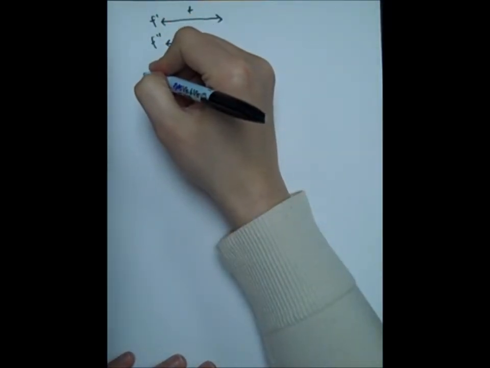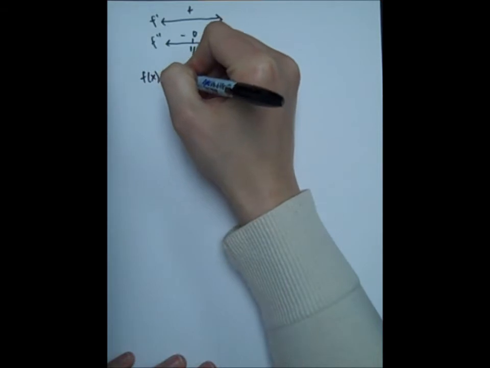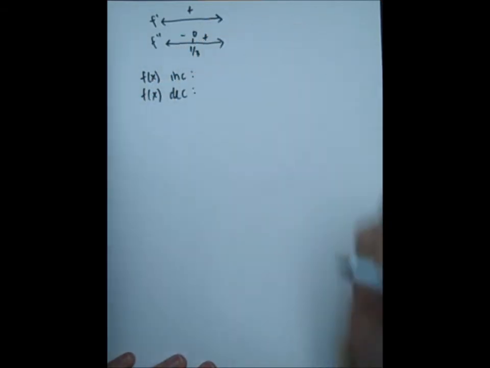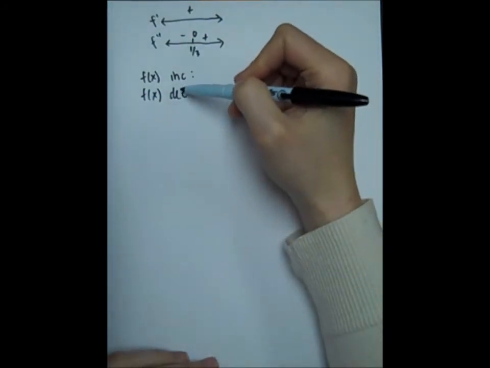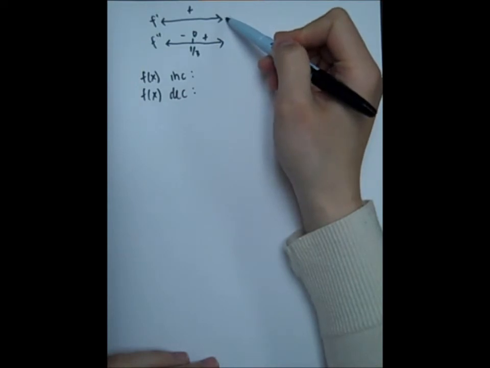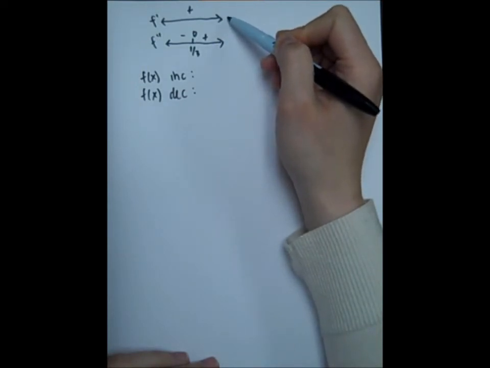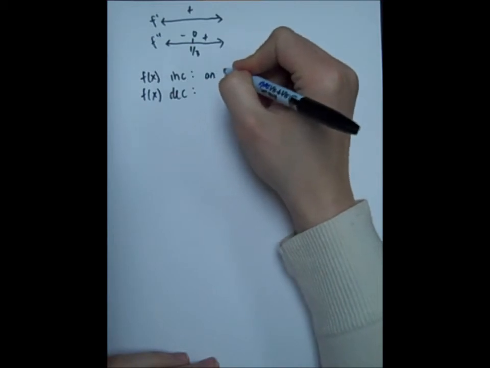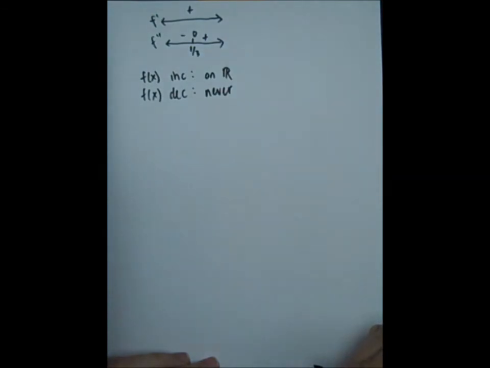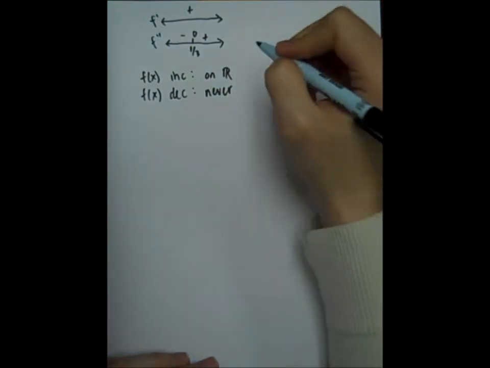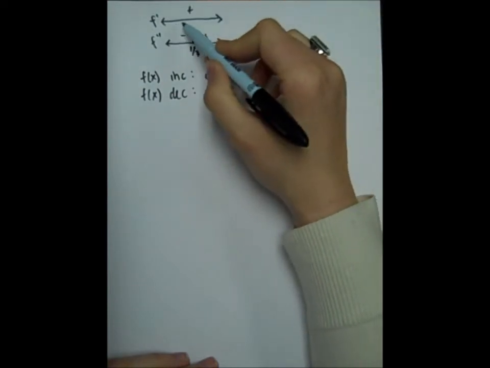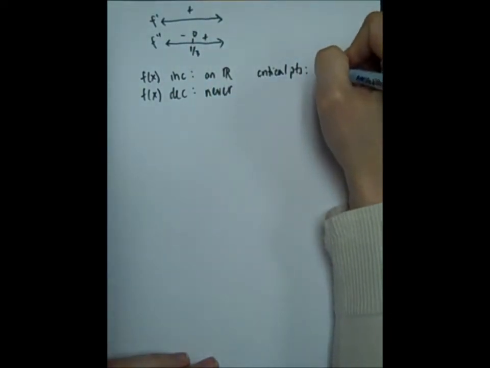So the first one was, when is f of x increasing? And when is f of x decreasing? So remember, f of x increasing and decreasing, that means I look to the first derivative. Well, the first derivative is always positive, so f of x is always increasing. So it's increasing on all real numbers, and it's never decreasing. Next thing that we were asked is any critical points. Well, I didn't have any that I plotted, so there are none.